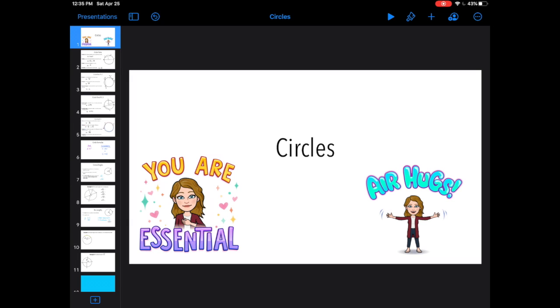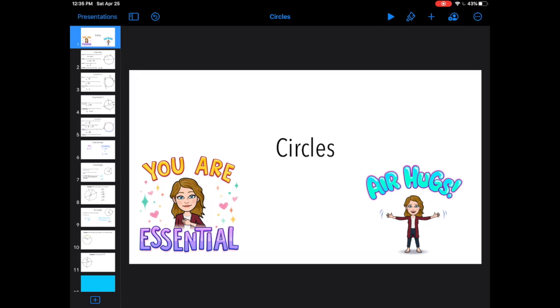Hello, everybody. We are starting our new chapter today, which is going to be over circles. Whoop, whoop. Okay, it's our last chapter, and then we'll be done for the summer. I've also figured out how to add Bitmojis to our presentation, so yay!